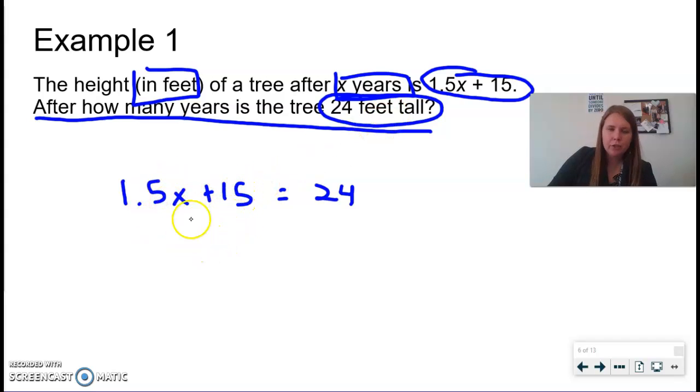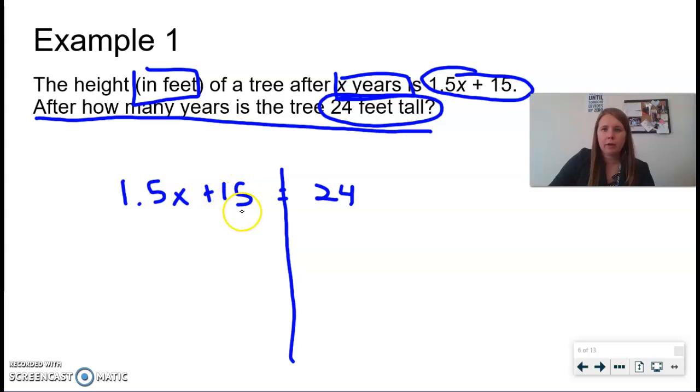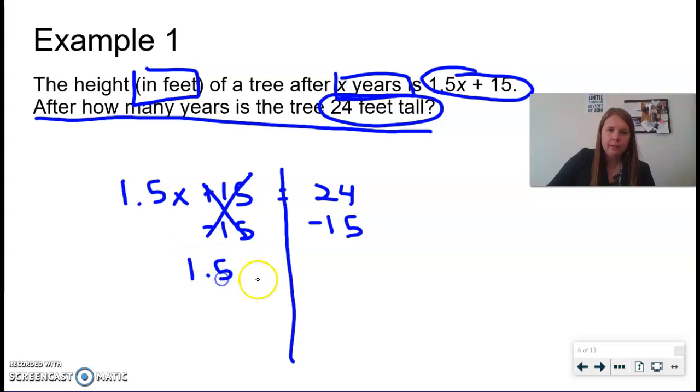So again, I want to think about the operations that are happening to x. In this case, I've got an addition as well as a multiplication. Now, for the most part, and there are instances where this doesn't work, we want to get rid of that addition or subtraction first. So the inverse of adding is subtracting. On each side of my equation, I'm going to subtract 15. I like to draw a line down the middle of my equation so that I remember that there is a left side and a right side. A positive 15 and a negative 15 cancel each other out. So I have 1.5x equals, and then I've got to take 24 minus 15, which is 9.